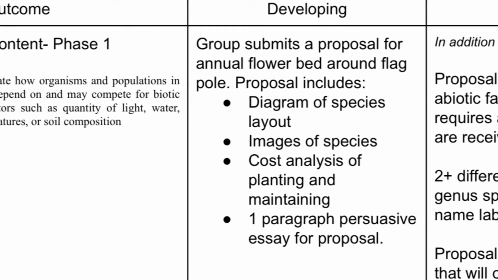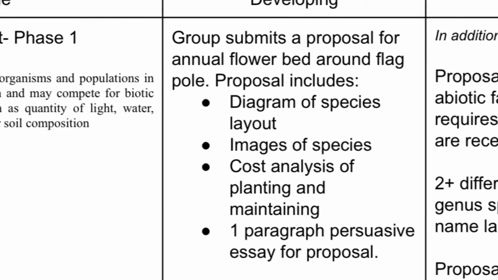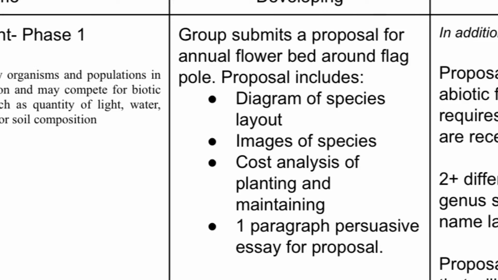You're going to need to submit a proposal for the flower bed that's going around the flagpole, and this should be an annual flower bed as opposed to a perennial flower bed. That proposal should include a diagram of how the species that you choose are going to be laid out. You also need to have images of each of the species, along with a cost analysis of how much it's going to take to plant and maintain this garden. In addition, each proposal should include one paragraph of persuasive essay, utilizing that persuasive language to help sell your proposal.